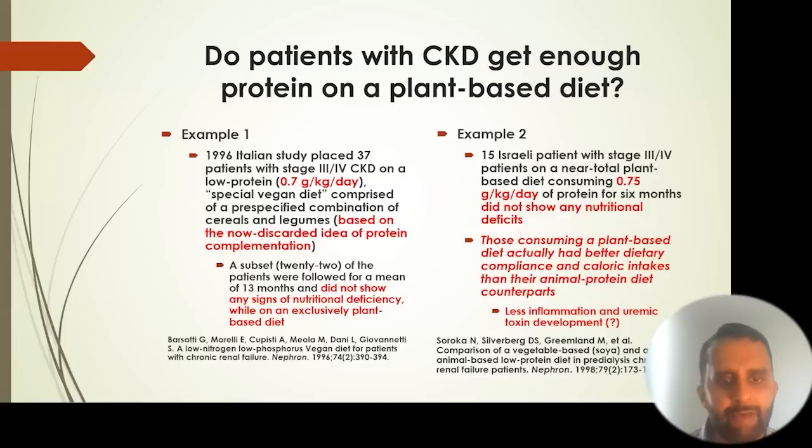I could do a deep dive into protein, but suffice it to say that several studies have looked at whether you can get enough protein in kidney disease on a plant-based diet, and all of these studies have shown that indeed it is possible to do so. This Italian study showed that you can get 0.7 grams per kilogram per day. Another Israeli study showed 0.75 grams per kilogram per day.